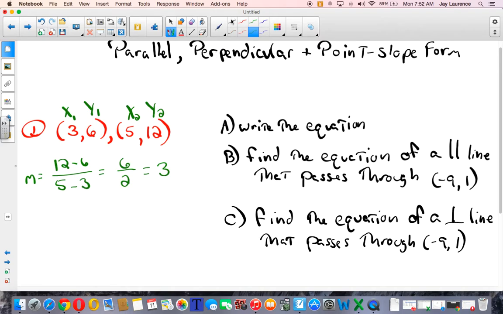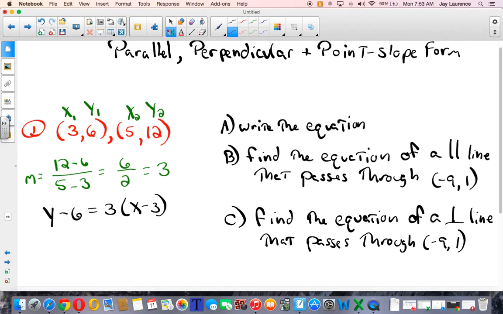Now, if I'm going to write this equation, I could go and find the y-intercept by plugging in x, y, and m and solve for b. But now that we know this point slope form thing, I could go y minus 6, the y coordinate. I could have used 12, but the 6 and 3 look smaller. 3 times the quantity of x minus 3. Now technically, I have written a linear equation. It's in point slope form.